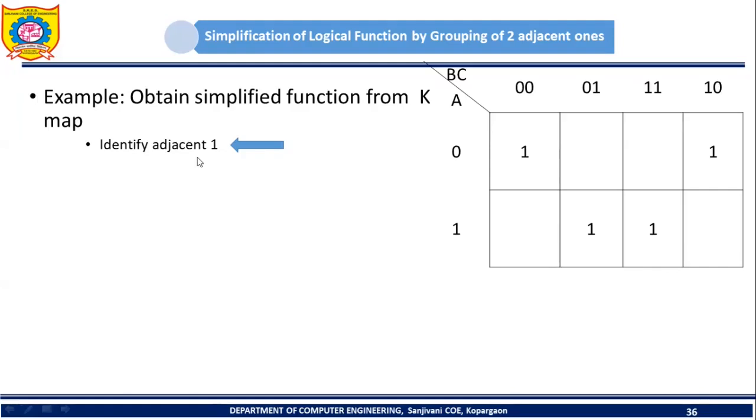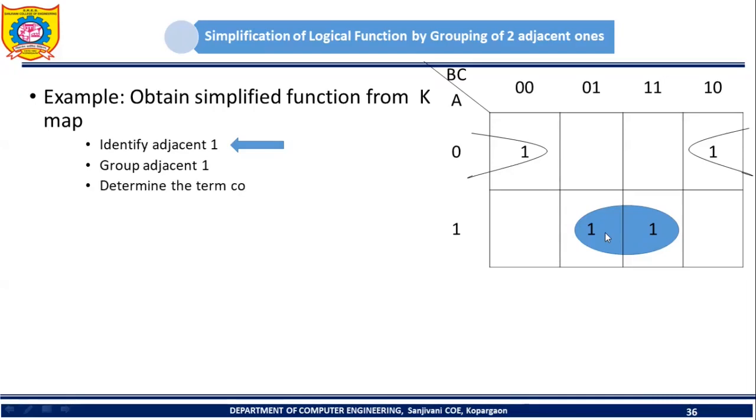After identifying adjacent one, what is the next step? You have to make group of adjacent one. So see how this grouping is made. We have seen that these two ones are adjacent, so you have to make this one group. Then is another group possible? Yes, we can combine this one with this one. So here we got the second group. In this way, in this K-map we are getting two groups. Once this grouping is done, what is the next step? Then you have to determine the term corresponding to each group.